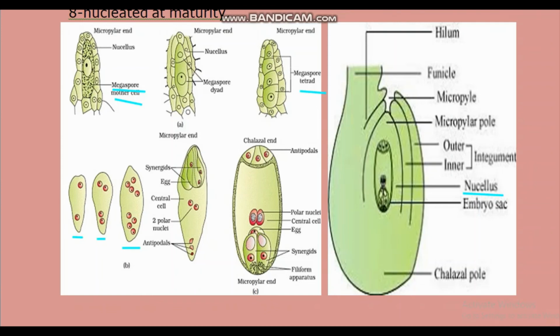I told you mitosis means 2, 4, 8. This is the next. If it is dividing further, then there will be 16. Likewise, so it is 8 nuclei.